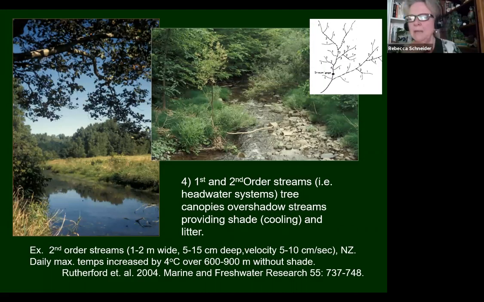Another whole benefit we get is that in the headwaters of the stream, the canopy shades and cools the water. The example on the bottom is a second order stream, 1 to 2 meters wide, 5 to 15 centimeters deep with a velocity of 5 to 10 centimeters per second. The daily maximum temperatures increased by 4 degrees over a 600 meter length when there was no shade. So in some cases, that's so warm that things like trout, who prefer cold water, cannot exist there.